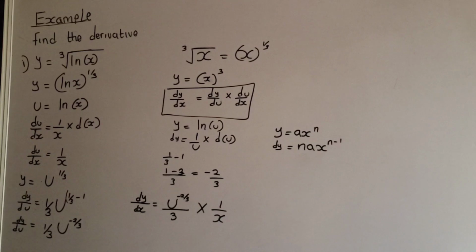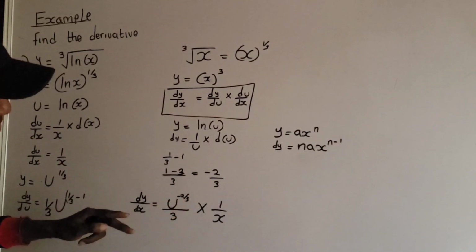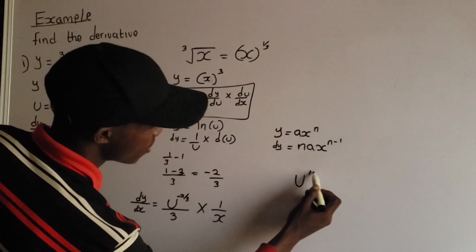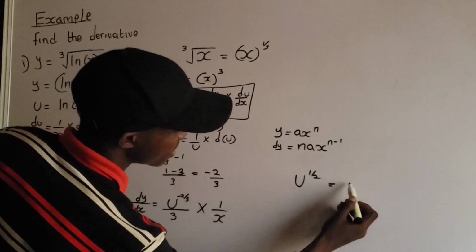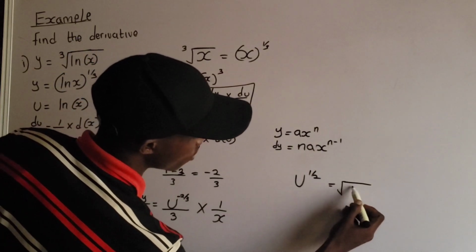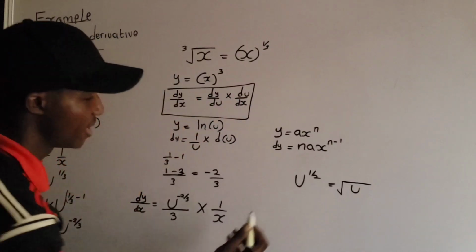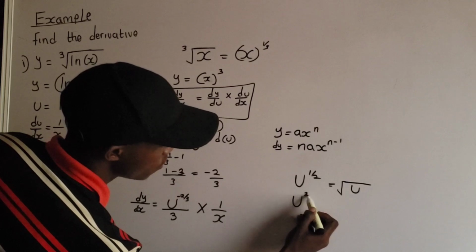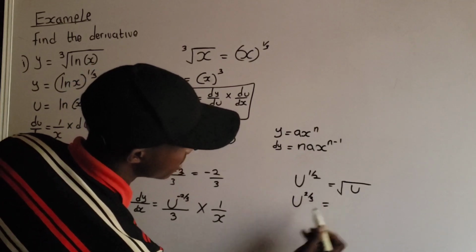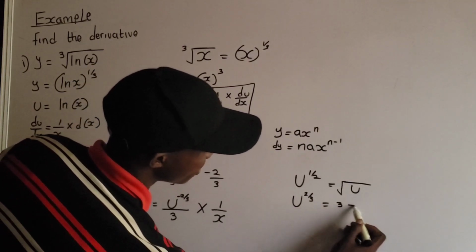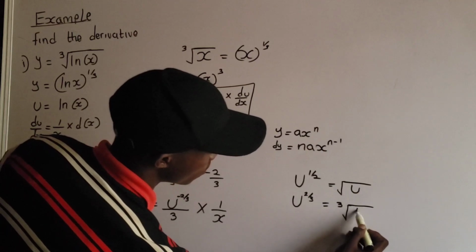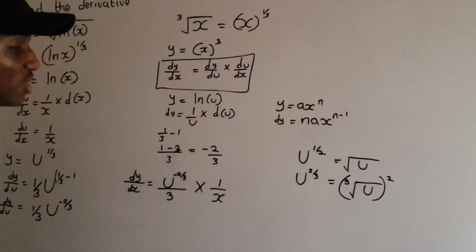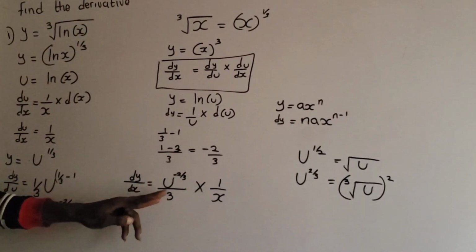Now I want you to pay attention here. If I have u raised to the power of 1 over 3, this is also the same thing as the cube root of u. If I have u raised to the power of 2 over 3, this is also the same thing as the cube root of u raised to the power of 2. You understand? So now I want to reduce this.